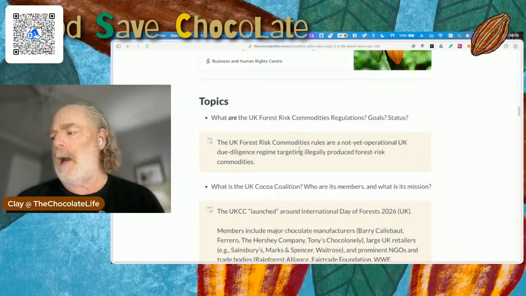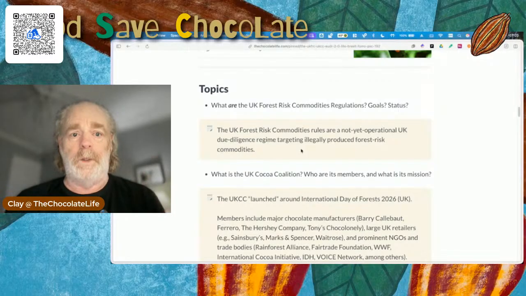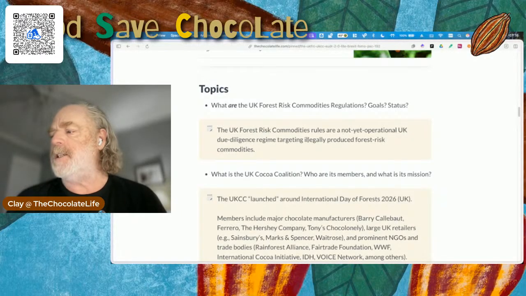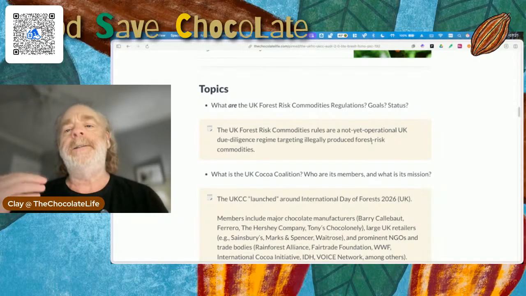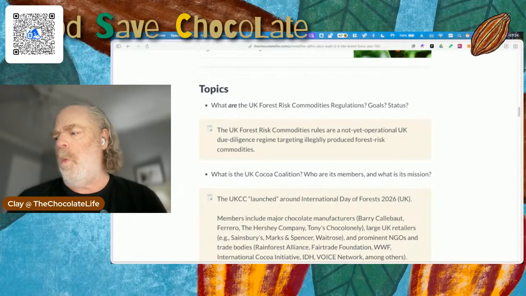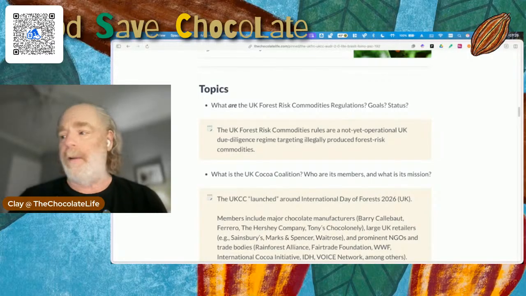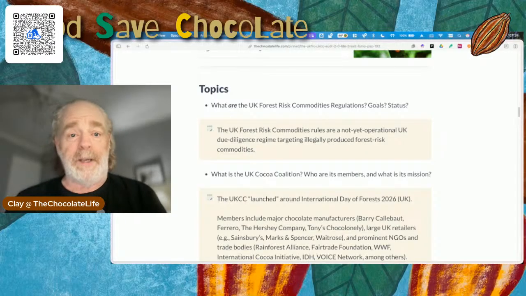The Forest Risk Commodities rules are a due diligence regime. So there are rules that say you as a company need to do X and Y and Z in order to prove that you are compliant with this set of regulations that we're putting together. And the target is illegally produced forest risk commodities. We'll get to what those commodities are and what illegally means in this context, because it turns out what the UKFRC means by illegal is different from what the EUDR means by illegal.